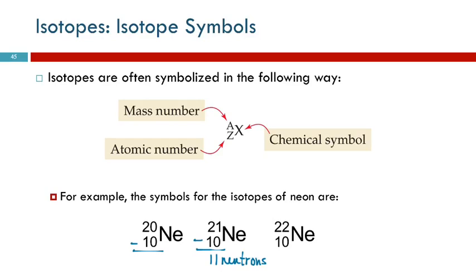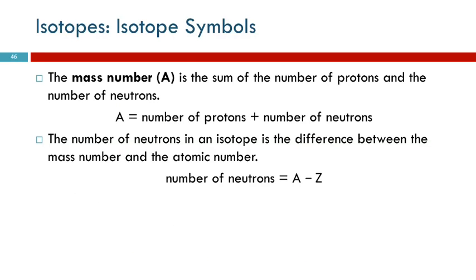How many neutrons on that one? 10. 10 neutrons. And this neon 22? 12. So the mass number is the protons plus the neutrons. So if you want to know the neutrons, then you just subtract the number of protons. So the number of neutrons is the mass number, protons plus neutrons, minus the atomic number, which is the number of protons.